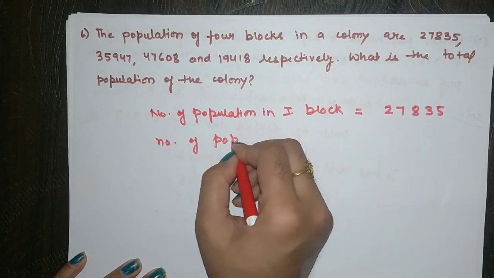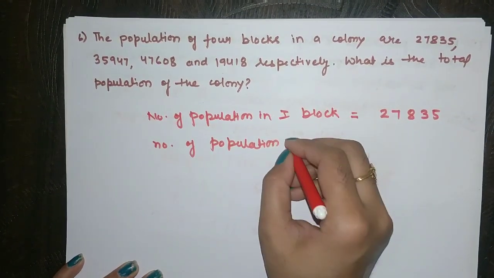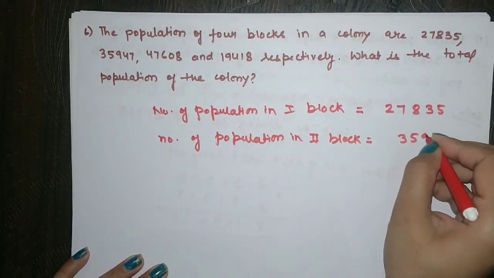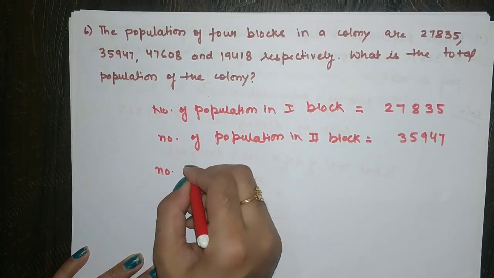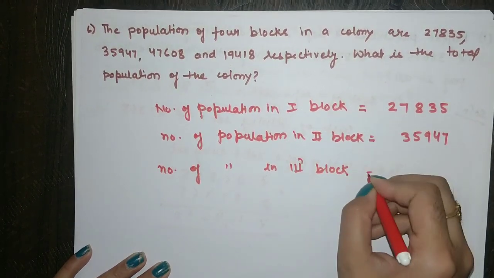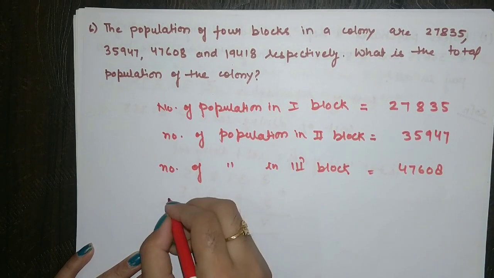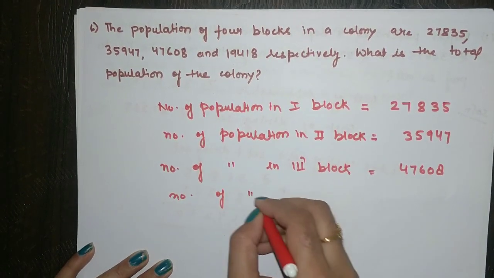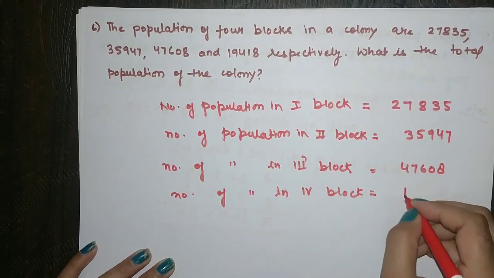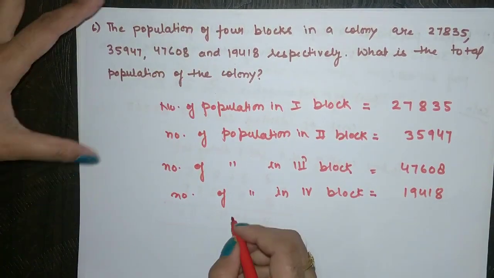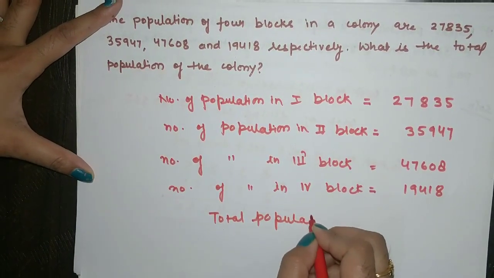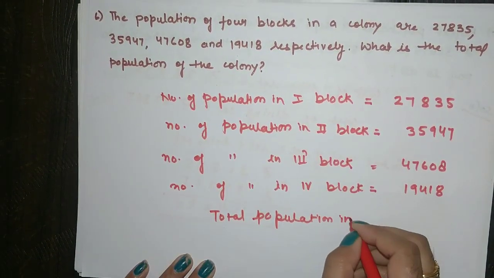Similarly, we will write number of population in the second block, number of population in the third block, similarly number of population in the fourth block, 19,418. So total number of population, you can say total population in the colony.